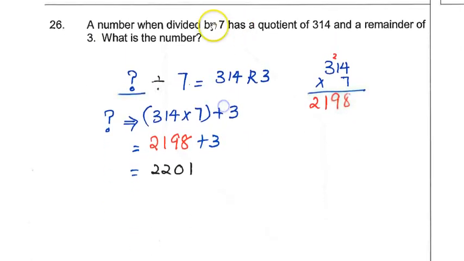When a number is divided by 7, it has a quotient of 314 and a remainder of 3. Okay, what is this number? So all you have to do is take it reversely. Take 314 times 7, then you add on the remainder. Okay, you should get this answer, 2201. Right, please pause the video anytime and study the solution over here.